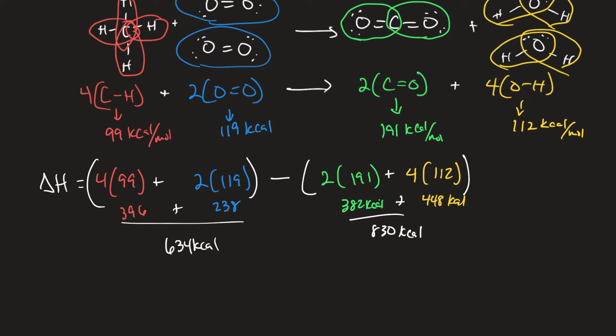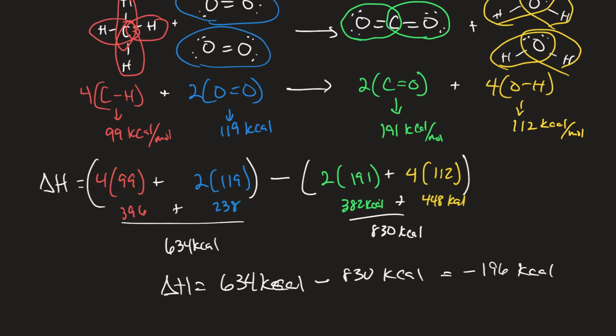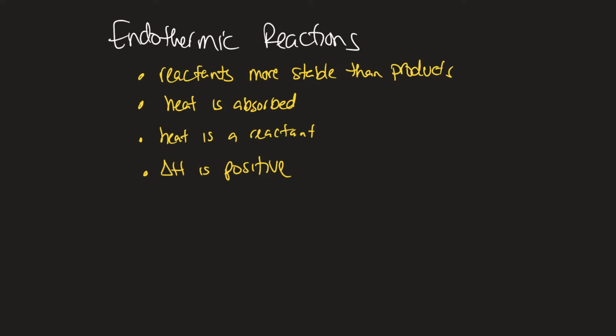And so essentially what you're going to do is delta H is equal to, in this case, 634 kilocalories of energy. That's how much energy it took to break all the bonds on the reactant side, minus 830 kilocalories of energy. This is how much energy is associated with the making of all the bonds on the product side. When you subtract those two, we get overall negative 196 kilocal of energy.